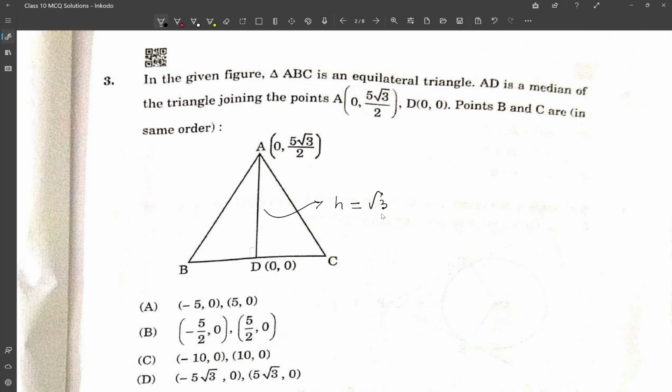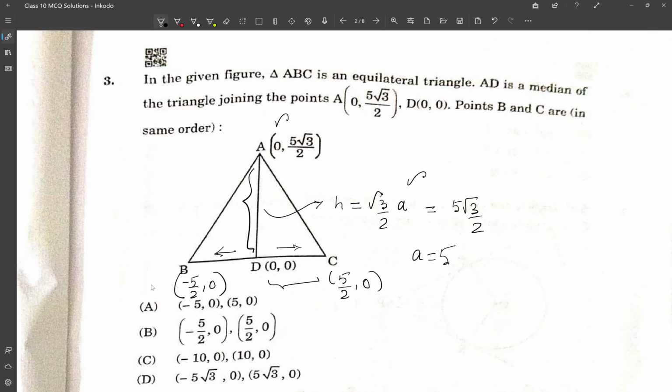The formula is root 3 by 2a, and that is equal to, now this is origin and this is along the same axis, which is the y-axis. The height would be 5 root 3 by 2. So using this, you can find out that a is equal to 5. If a is equal to 5, this part is 5 by 2. So C has to be 5 by 2 comma 0 because we are moving along the positive x-axis 5 by 2 units, and if you move along the negative x-axis, that would be minus 5 by 2 comma 0.